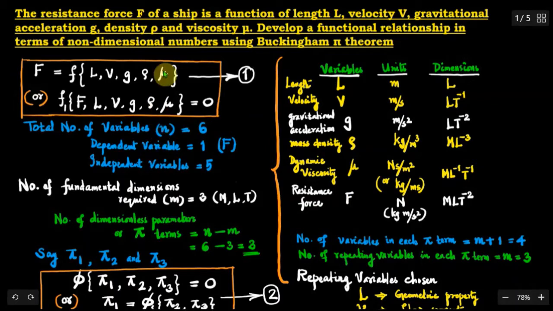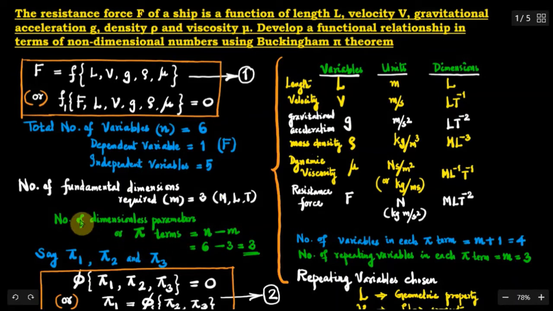According to Buckingham's pi theorem, if there are n number of variables, both dependent and independent together, involved in a physical problem, and if m number of fundamental dimensions are required to represent them, then the number of prominent dimensionless groups in order to represent the given physical phenomenon will be n minus m, which are known as pi terms.